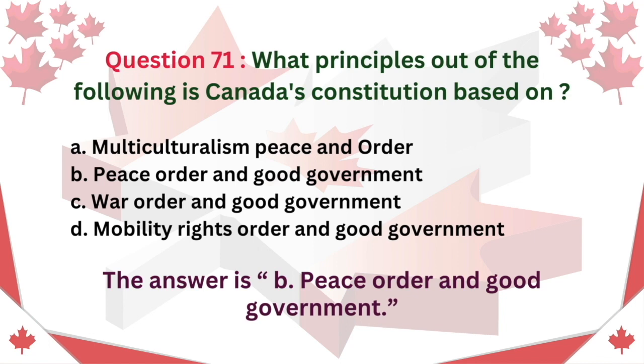Question 71. What principles out of the following is Canada's Constitution based on? A. Multiculturalism, peace and order. B. Peace, order and good government. C. War, order and good government. D. Mobility, rights, order and good government. The answer is B. Peace, order and good government.